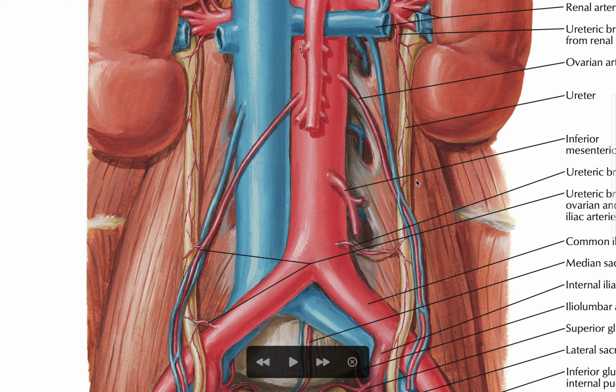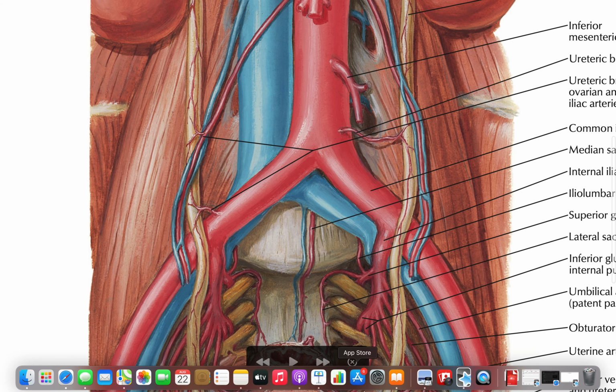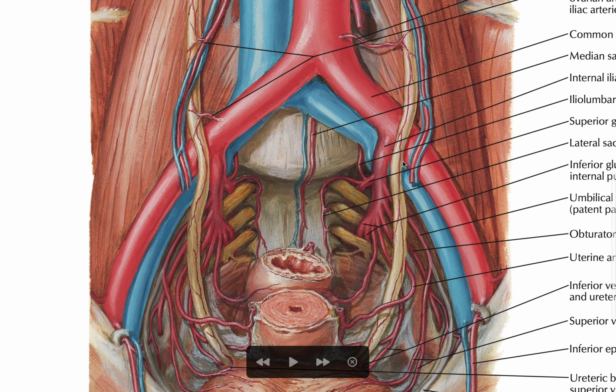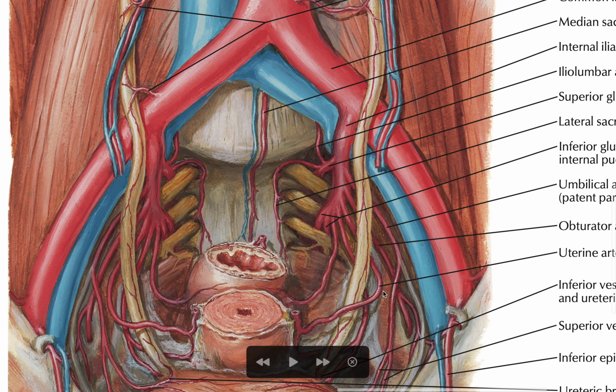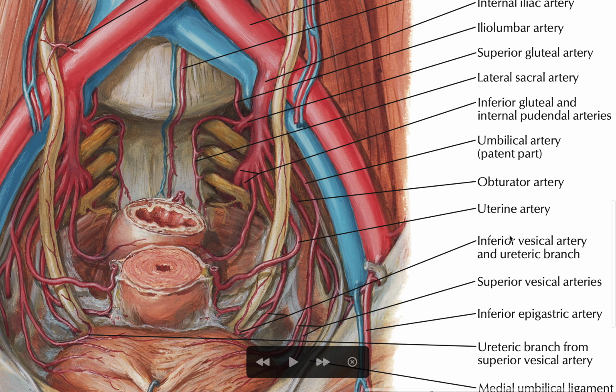The middle third of the ureter is supplied by a branch from the abdominal aorta. As you can see, this is the branch coming directly from the abdominal aorta and supplying the middle third of the ureter, while the distal part of the ureter is supplied by the inferior vesical artery and the ureteric branch. Both these arteries are branches of the internal iliac artery.